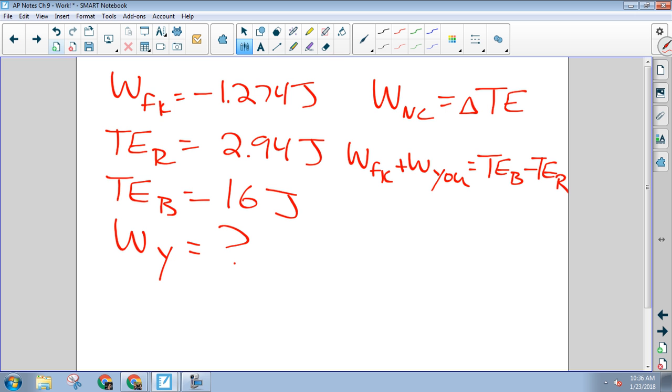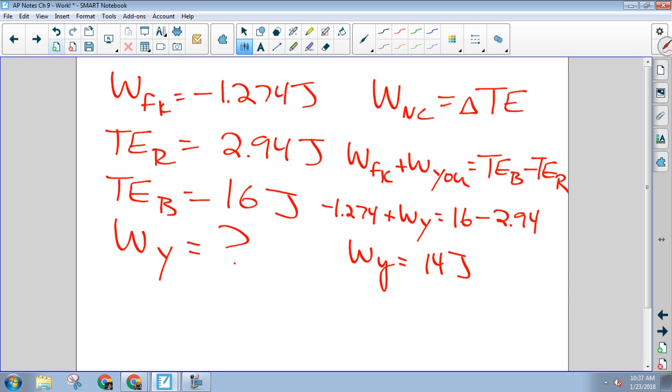All right, so here's the deal. We know that the work friction did is negative 1.274. We're trying to find the work that you did. Total energy at the bottom is 16. Total energy at the top was 2.94, and solve it. And the work that you did ends up being, what, a little more or a little less than 14 joules? Somewhere right around 14 joules.